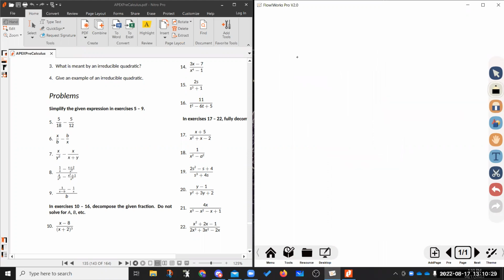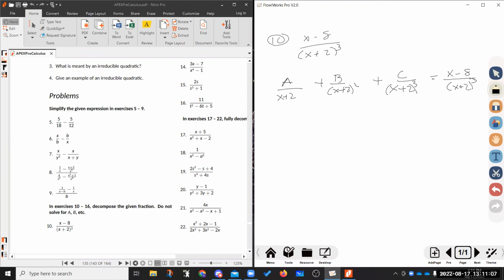All right, now we're going to do partial fraction decomposition. Starting with number 10, we have x minus 8 over (x plus 2) cubed. So this is a linear factor. So we're going to go 1 degree less for our numerators and say that this is A over x plus 2 plus B over (x plus 2) squared plus C over (x plus 2) cubed. I've got to get every power of it represented, is equal to x minus 8 over (x plus 2) cubed.